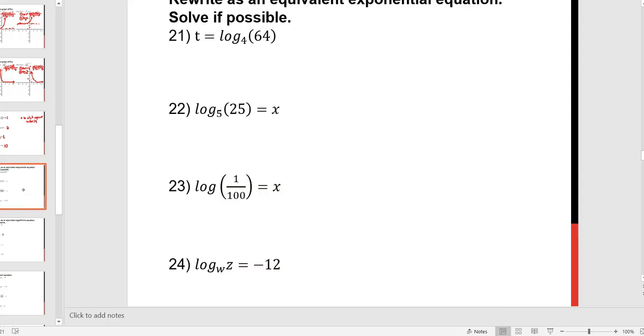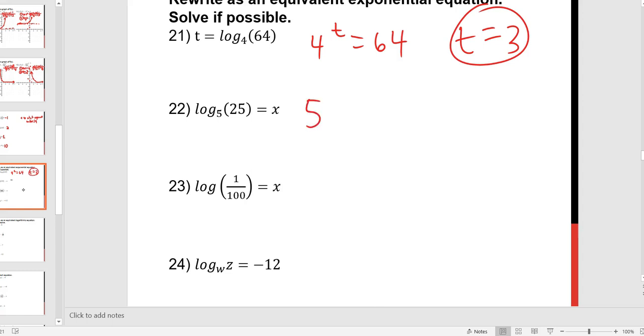This is similar. We're going to rewrite them in exponential form. So our base is 4, 4 to the t is equal to 64. So we're saying 4 to what power makes 64? Well, I believe that's 4 to the third, so t would equal 3. This says 5 to what power makes 25? Well, I believe that x would be 2, 5 squared.